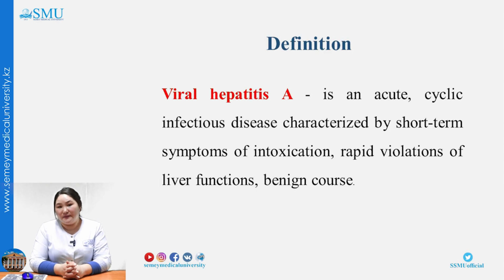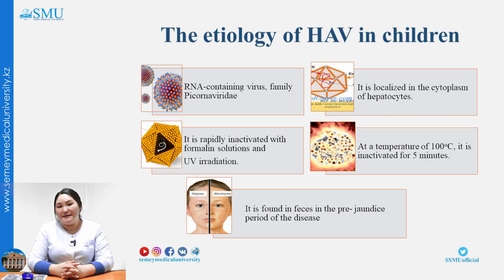At first, what is hepatitis and its nature? Hepatitis is inflammation of the liver. And viral hepatitis A is an acute viral infection, a cyclic infectious disease, characterized by short-term symptoms of intoxication, rapid violation of liver functions, and benign course. The pathogen is an RNA-containing virus from the family of Picornaviridae.